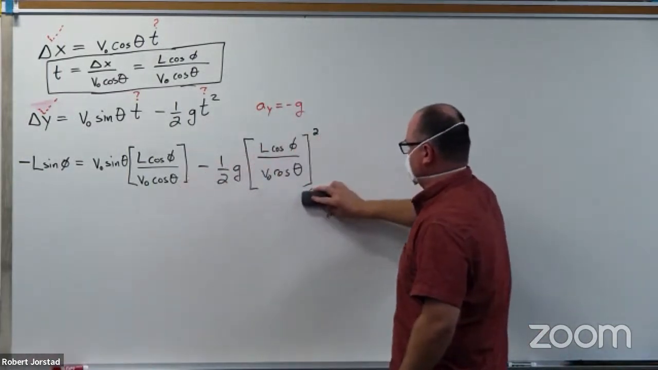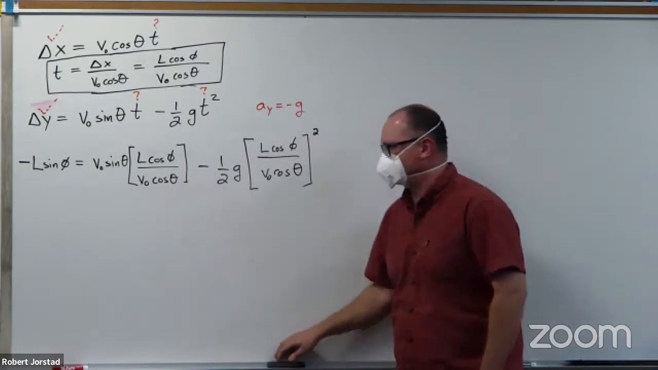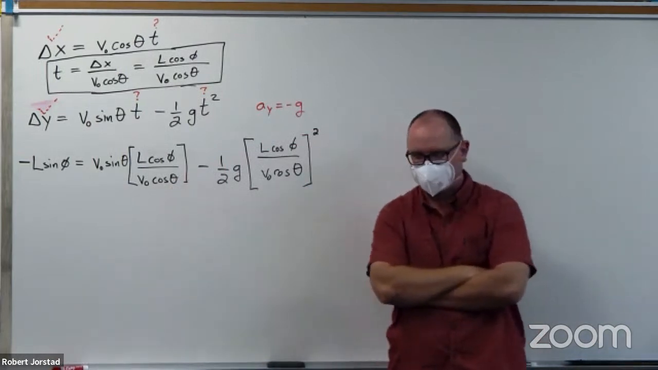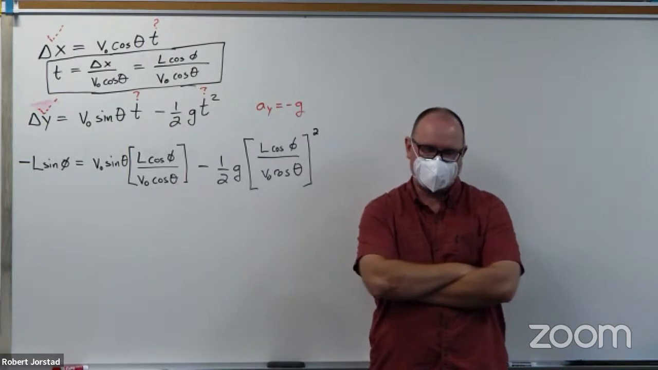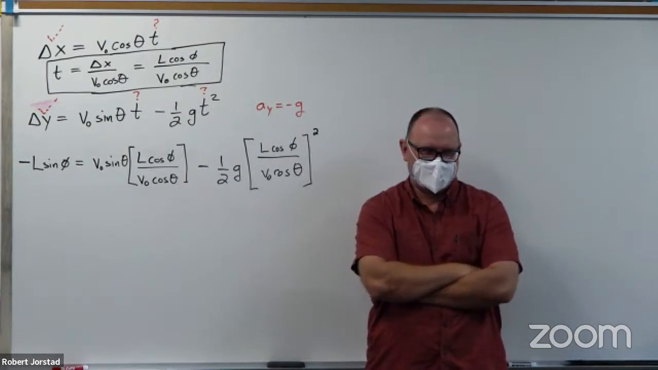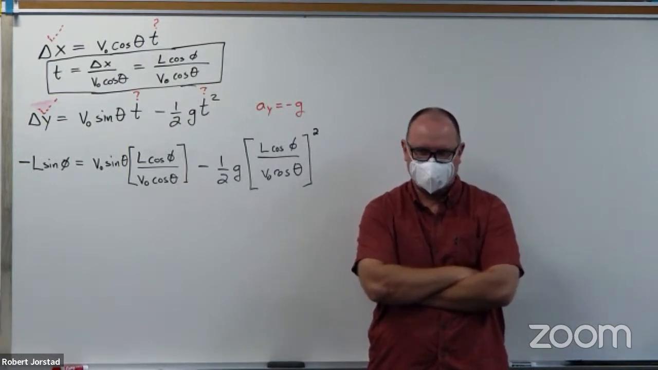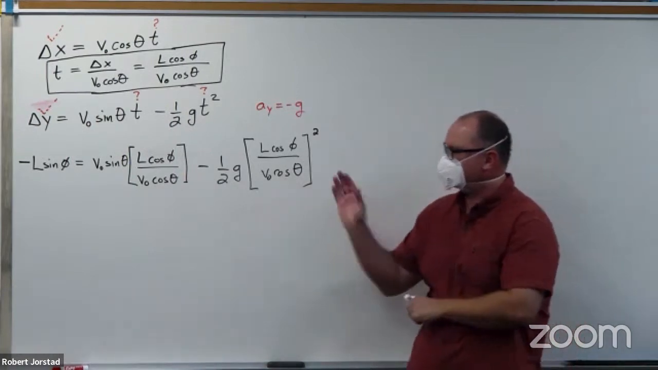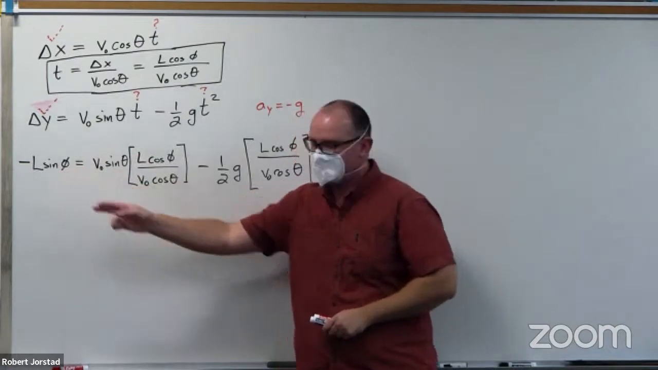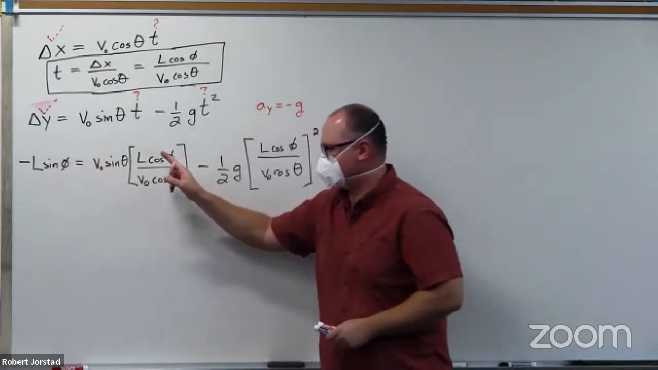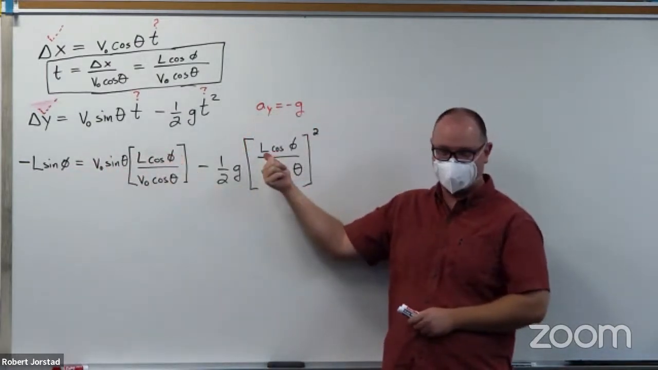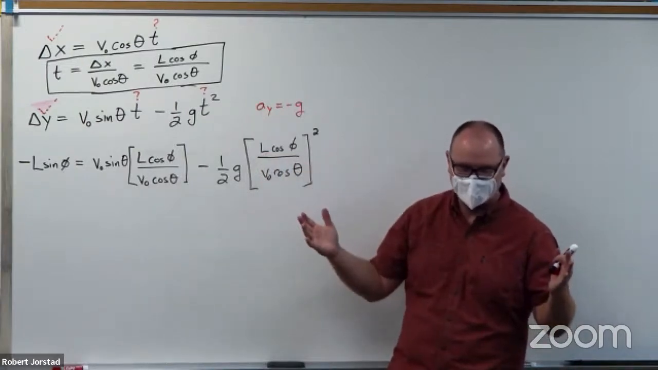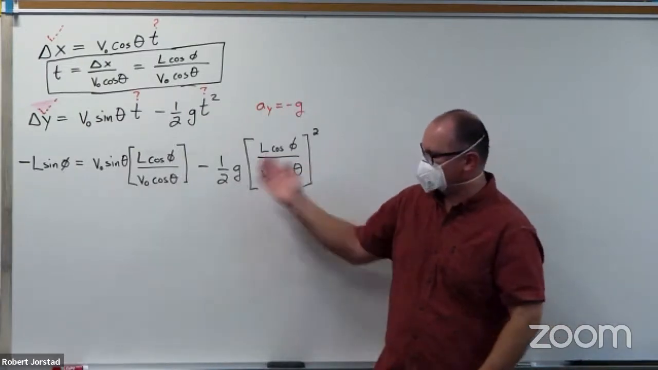Keep our eye on the prize. We're trying to figure out what L is. Are we going to have to do the quadratic formula? No. Why not? Every term has an L in it. So we can cancel one L, we can cancel one L, and there'll be one left. It looks horrible. If you're patient, this one should work.